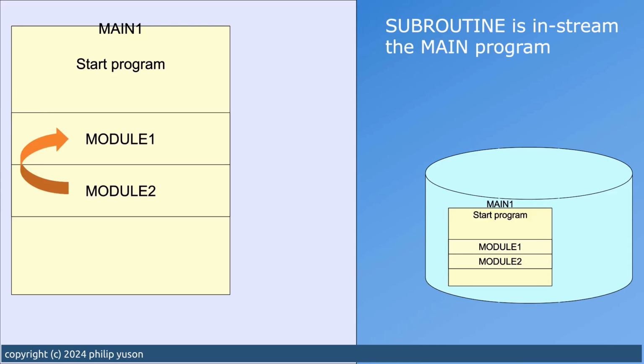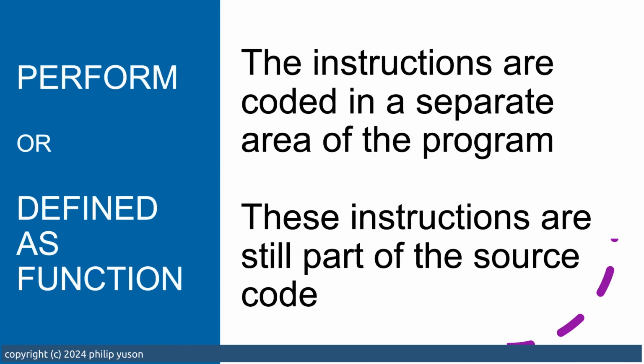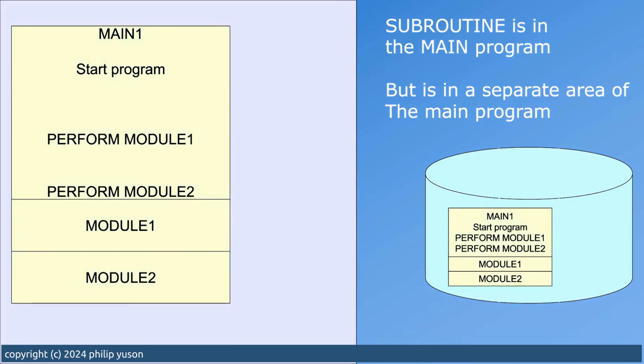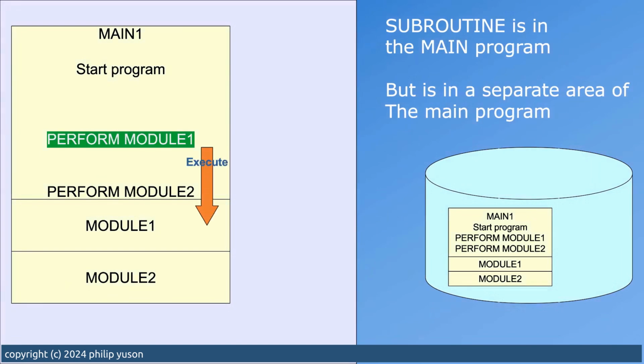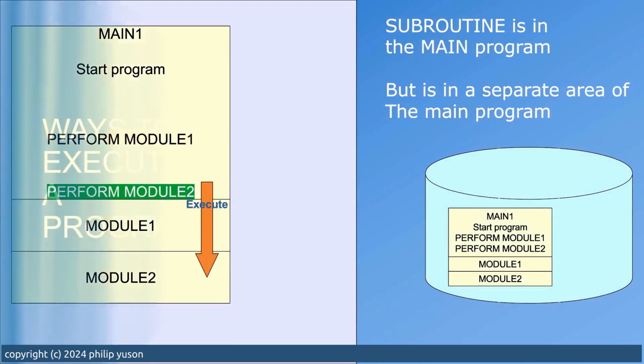And the second is when you want to perform. So the way the perform works is that instructions are coded in a separate area of the program, normally at the bottom of the program, and these instructions are still part of the source code. And here's an example of a perform. So you have the program starting, and once it reaches the perform instruction, it's going to jump to module 1, and after execution it's going to go back to where it left off, and once it reaches perform module 2, it goes to module 2, and at the end it's going to go back to where it left off.